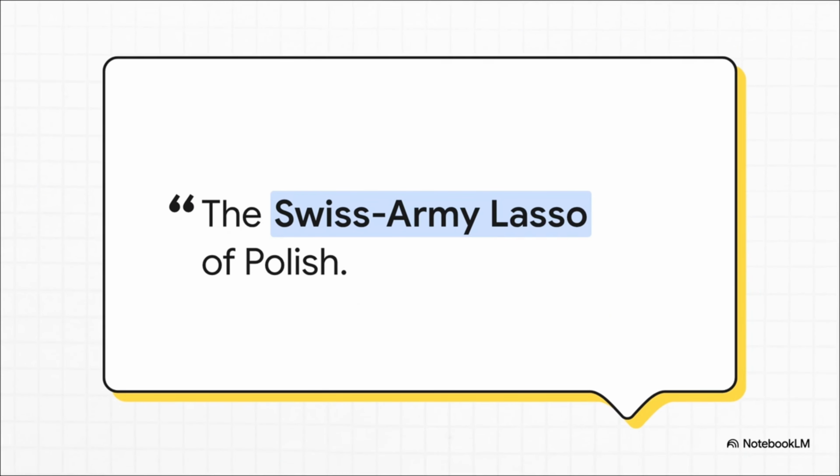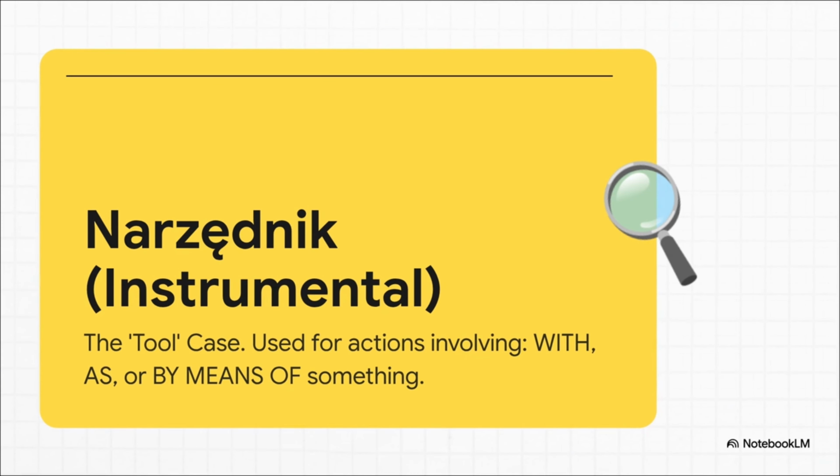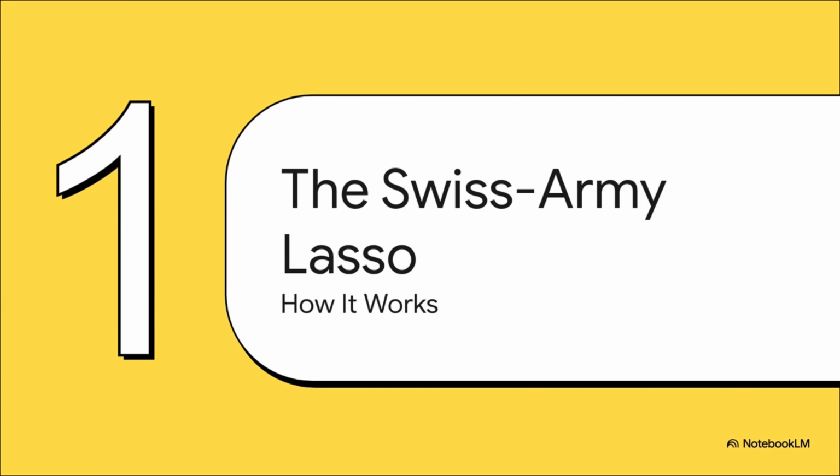So, to get our heads wrapped around this, I want you to think of this case as the Swiss Army Lasso of Polish. I mean, how great is that? It's a multi-purpose tool that can do just about anything. And it's the perfect way to picture just how useful this thing really is. Okay, so what does this Swiss Army Lasso actually do? Well, at its heart, it's got three main jobs. It's for talking about doing something with a person or an object, for saying who you are as a profession or identity, and for explaining that you did something by means of a tool. So with, as, by. That's it. That's the secret code. Right.